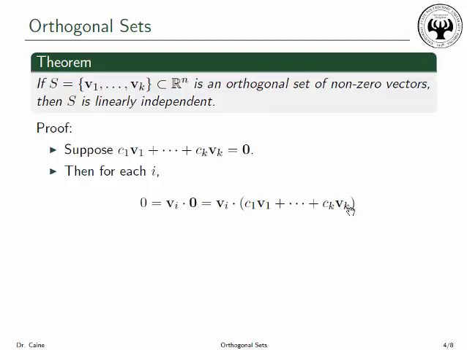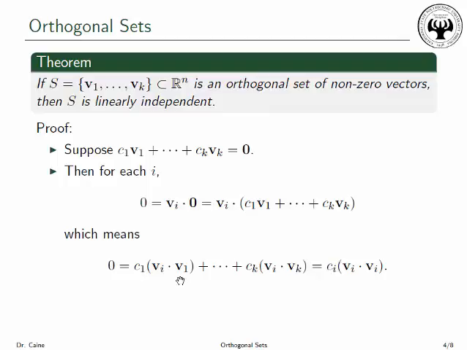But now we can use the properties of the dot product to distribute vi dot across the vector addition and pull the constants out of the dot products using the homogeneous property and linearity, and we'll end up with the following expression. On the left hand side, we'll have 0, and after distributing and pulling out the constants, we'll end up with this combination of dot products.